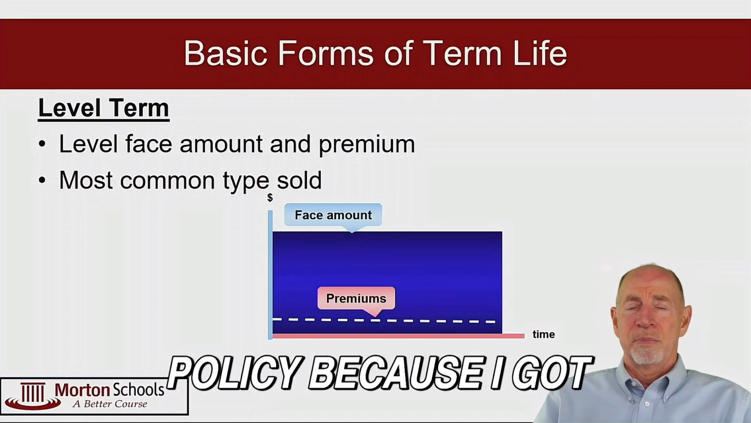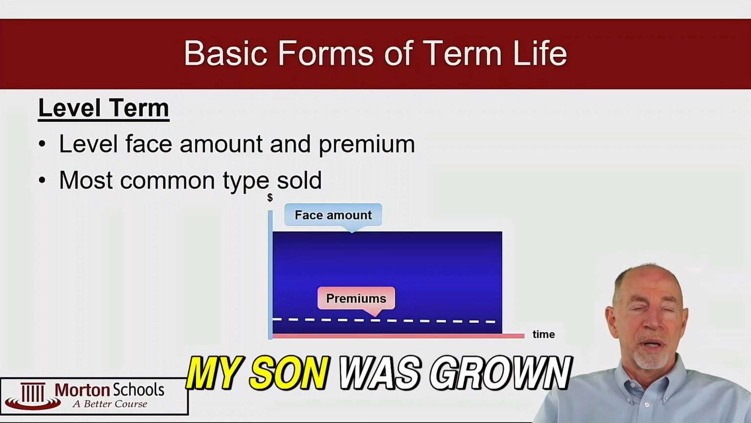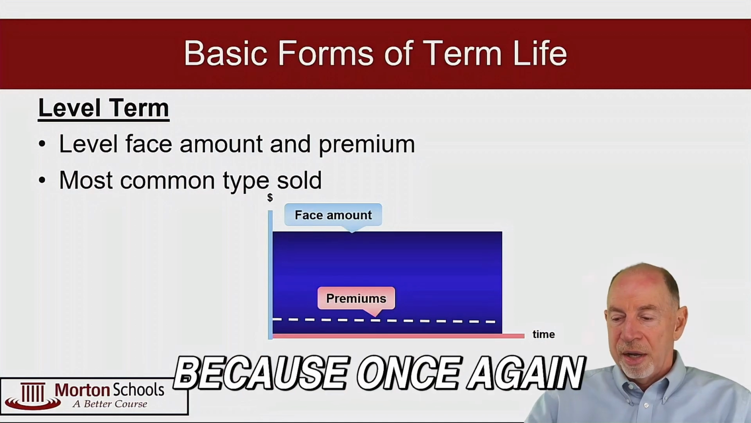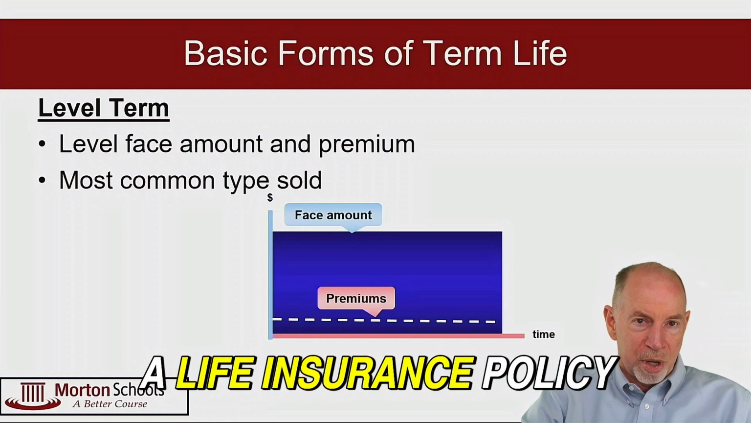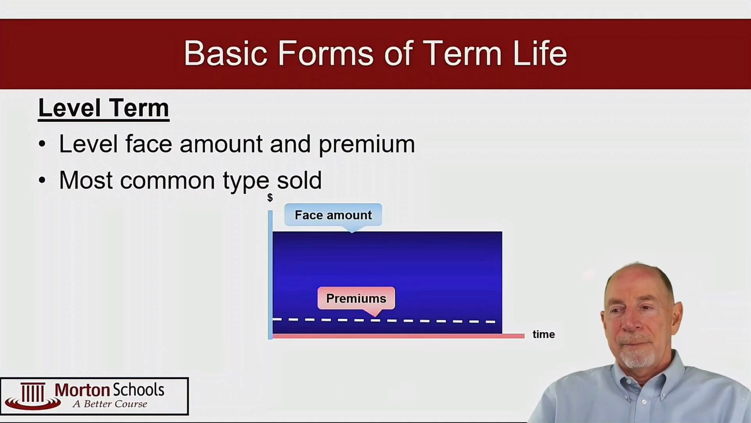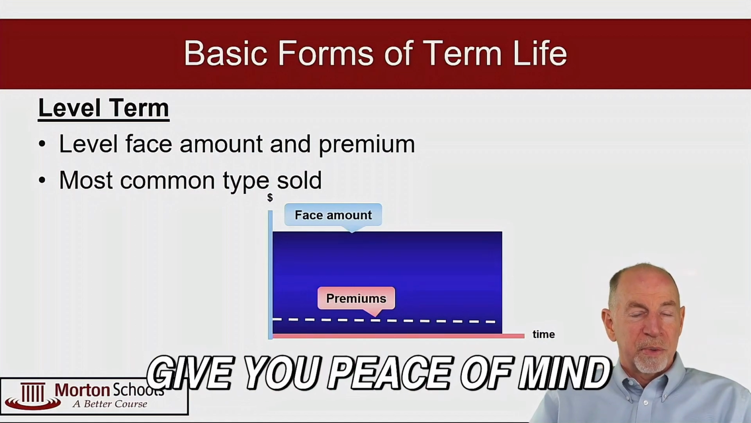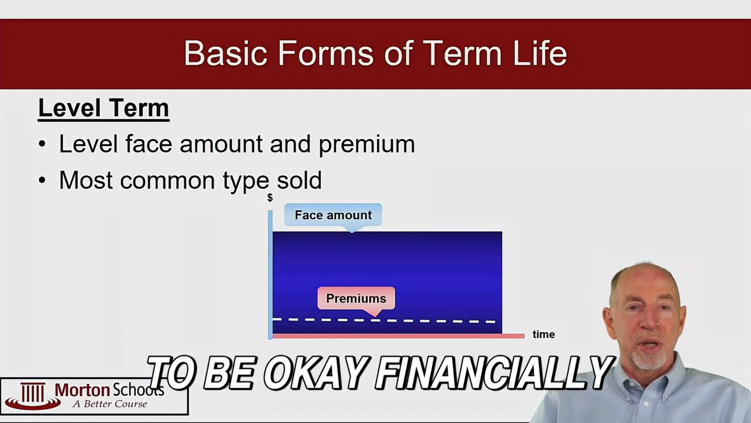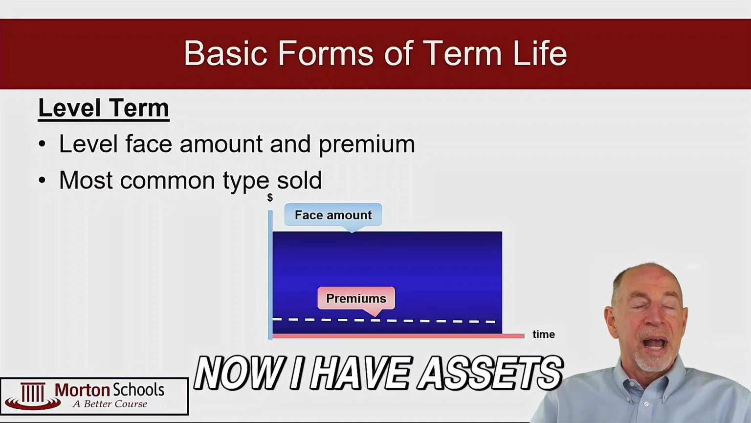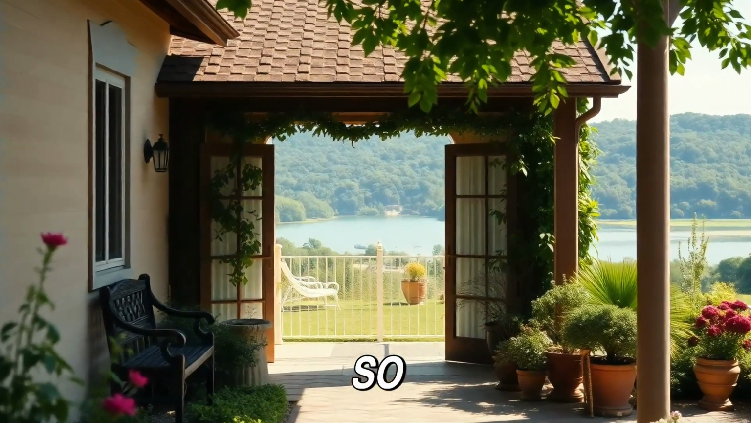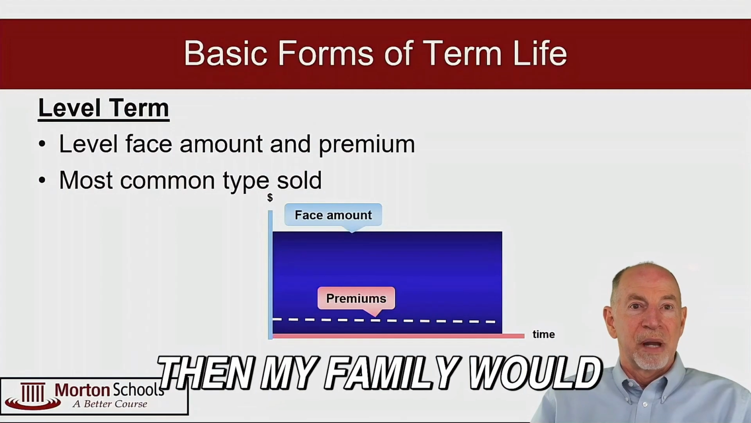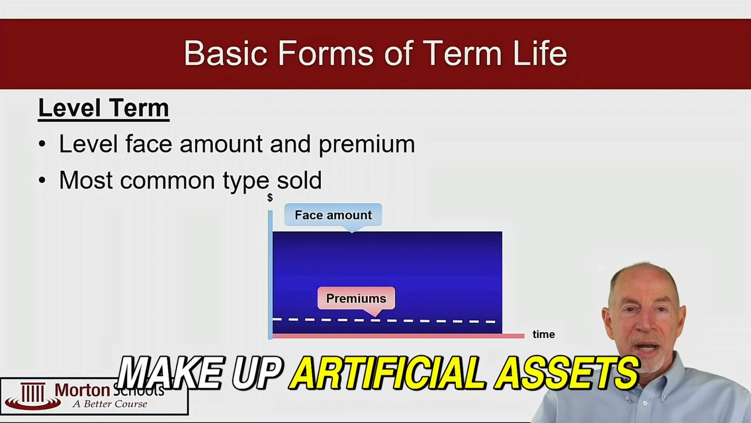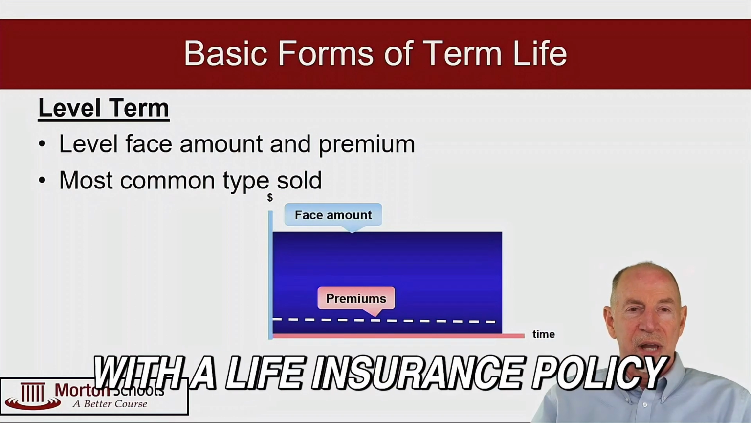I canceled my term policy because I got to an age where my son was grown and gone, and I no longer needed the coverage. Because once again, what's the purpose of a life insurance policy? It's to give you peace of mind that if you pass away, your family is going to be okay financially. Well, now I have assets. So if something happened to me, my family would get my assets. I don't need to make up artificial assets with a life insurance policy.